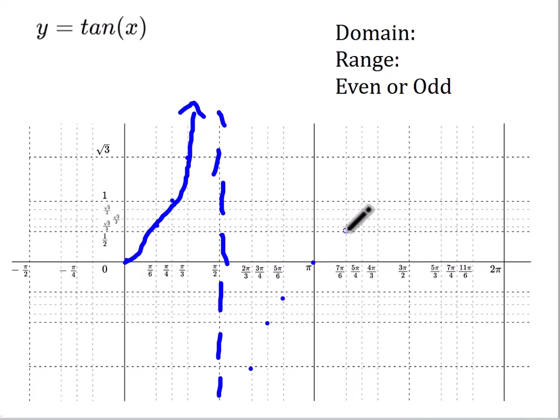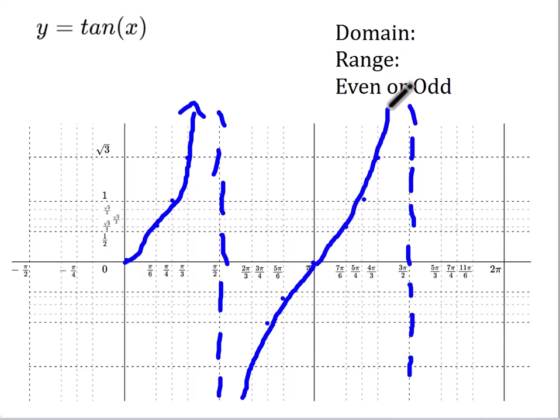And then these numbers start repeating. So this part will look exactly like this part over here: square root 3 over 3, 1, square root of 3, and then we're back to our asymptote at 3 pi over 2. And then we can connect these values. As we approach on the left side, we're going to negative infinity. As we approach on the right side, we're going to positive infinity. And then we can keep going with this set here.